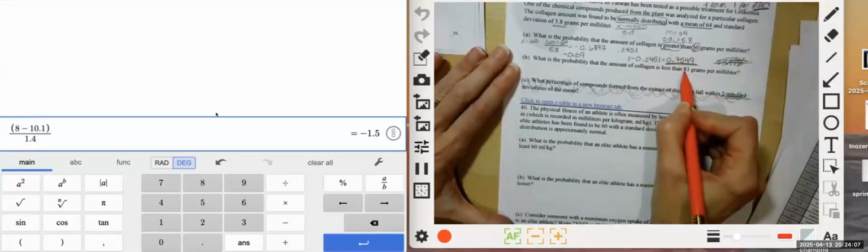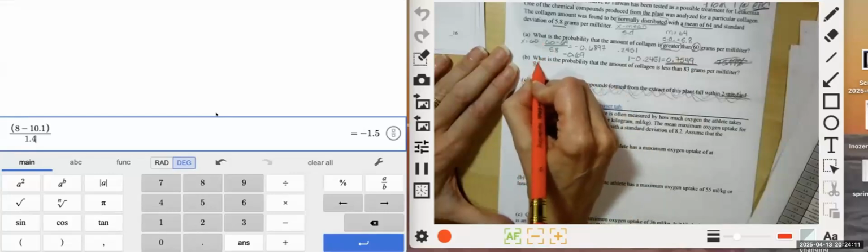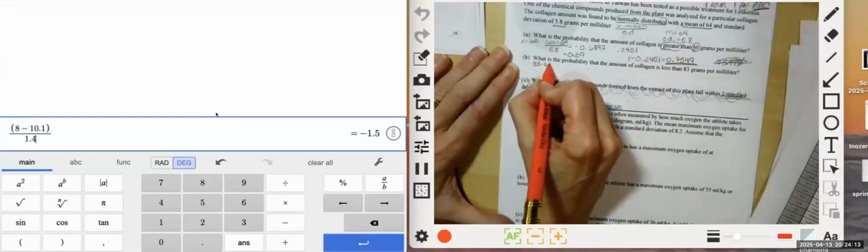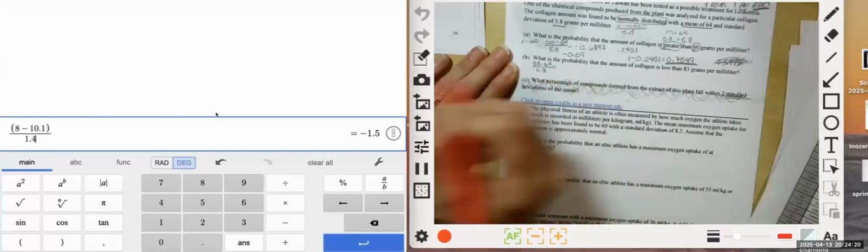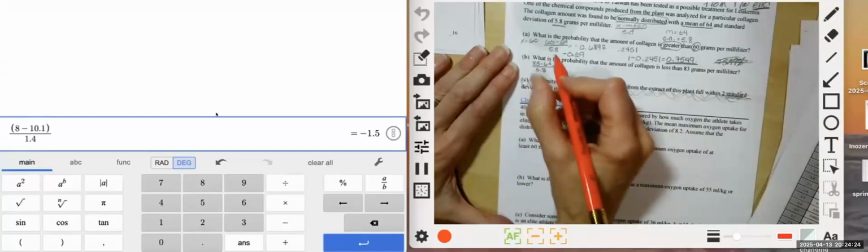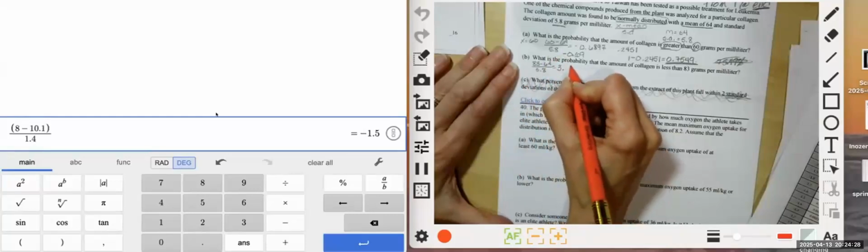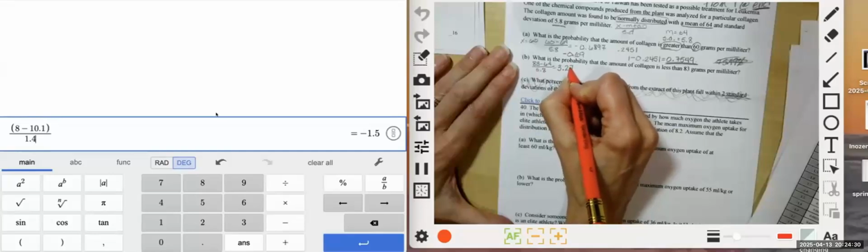Okay, so the next one is asking for less than 83 grams. So our data item now is 83 minus 64 divided by 5.8. 83 minus 64 divided by 5.8 will give you 3.2759.